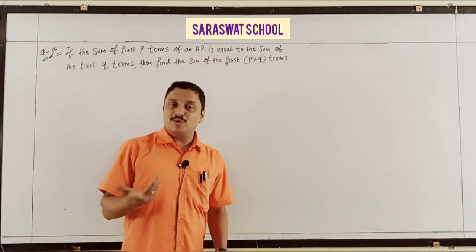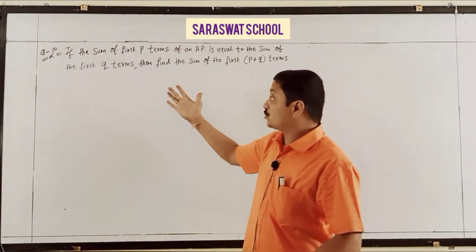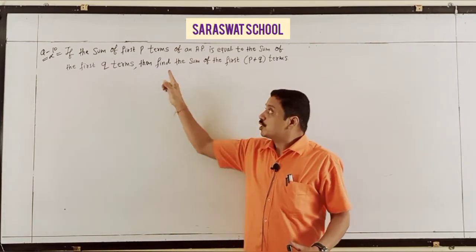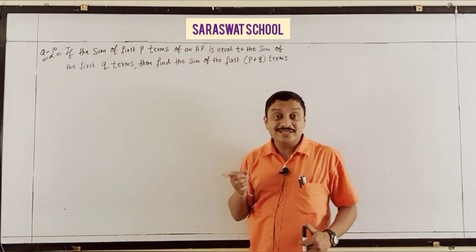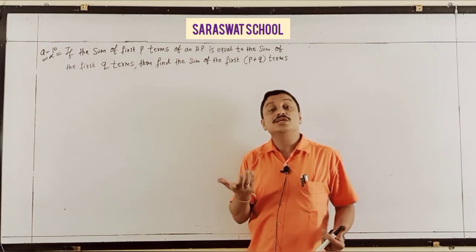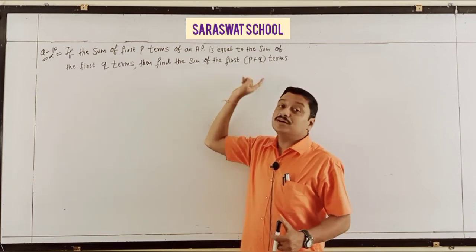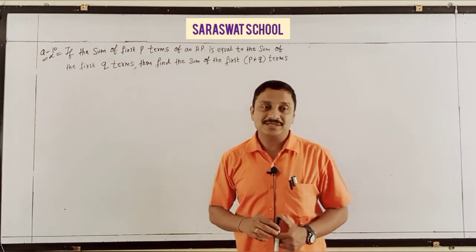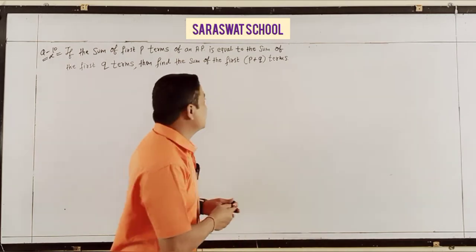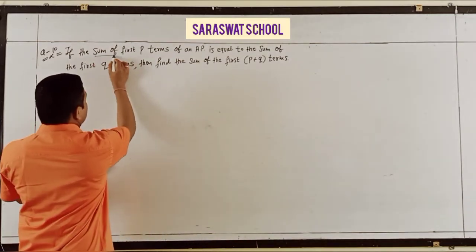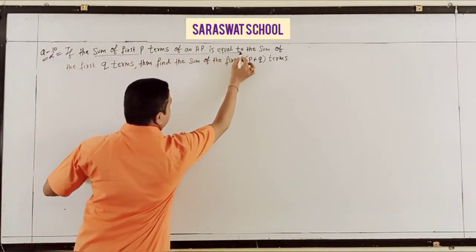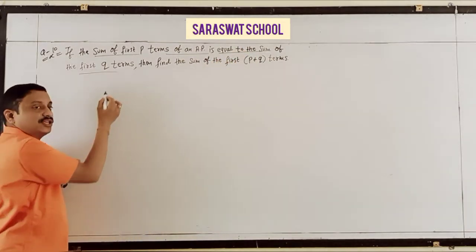Now students, one more important question coming. Question number 10. If the sum of the first P terms is equal to the sum of the first Q terms, then find the sum of the first P plus Q terms. Yes, it's very easy students. I just start: the summation of the first P terms of an AP is equal to the summation of the first Q terms.